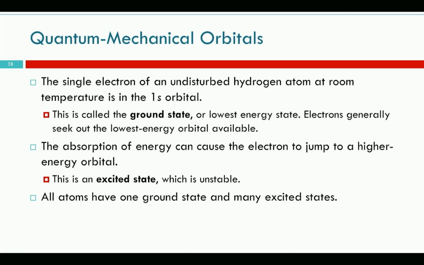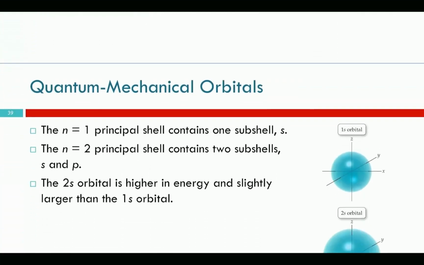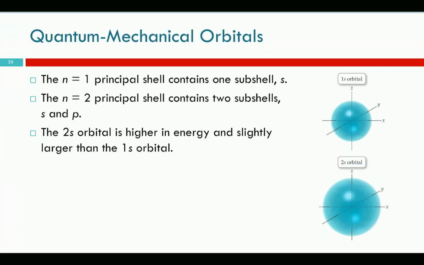The ground state's lowest energy. The excited state is unstable, wants to go back to that ground state. Okay. So the s orbitals are pretty simple. 1s is a sphere. 2s is a bigger sphere. Can anybody guess what 3s is? A bigger sphere.